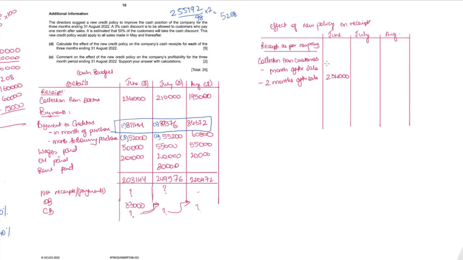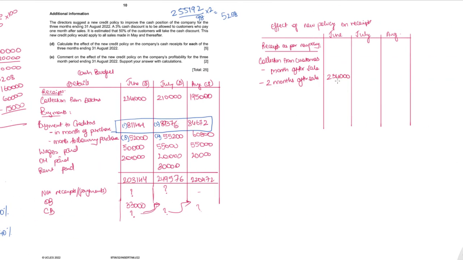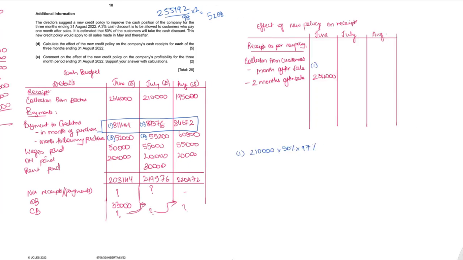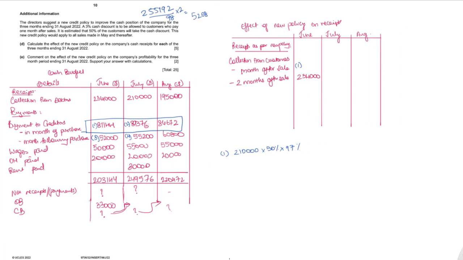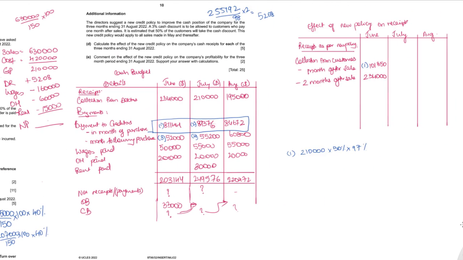And in the month following the sale, which is sales for the month of May, 210,000, 50% of the customers will be availing the discount. So 97% of the 50% will be collected. So 210,000 into 50% into 97%. So that works out to 101,850.